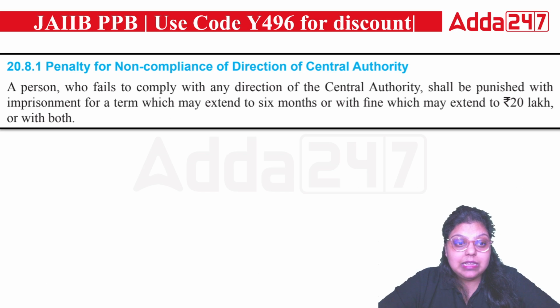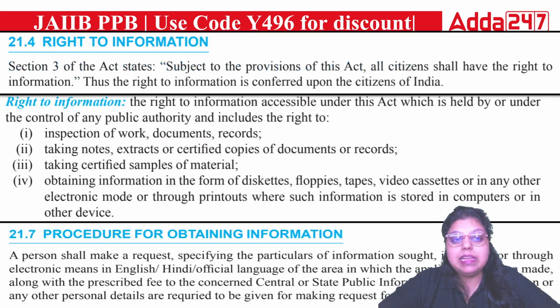But there are penalties also. Penalty for non-compliance with the direction of the central authority says that a person who fails to comply with any direction of the central authority shall be punished with imprisonment for a term which may extend to 6 months or with a fine which may extend to 20 lakh or with both. That penalty has to be paid.